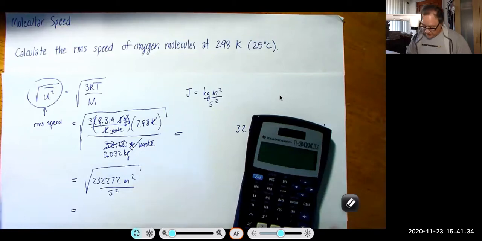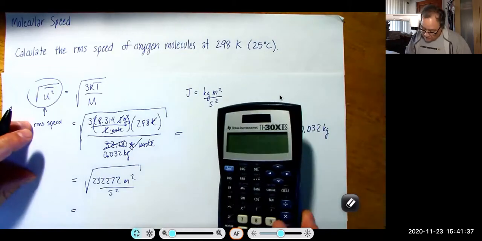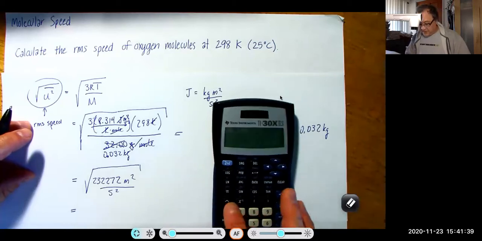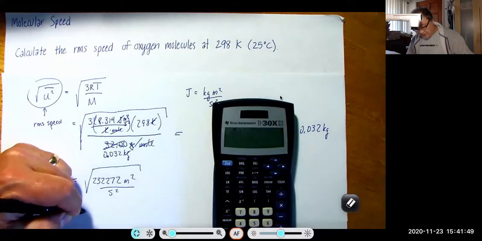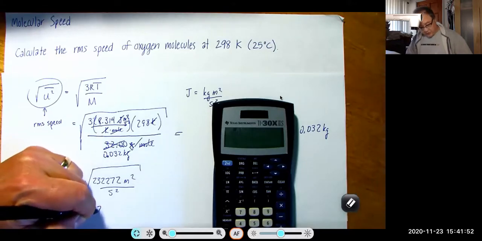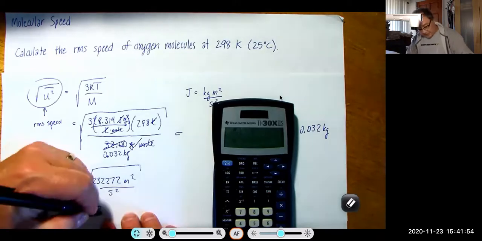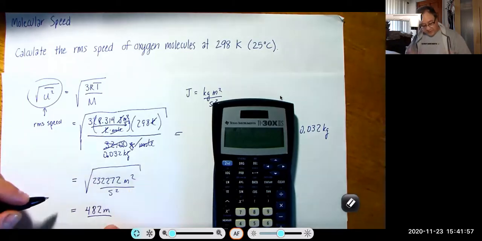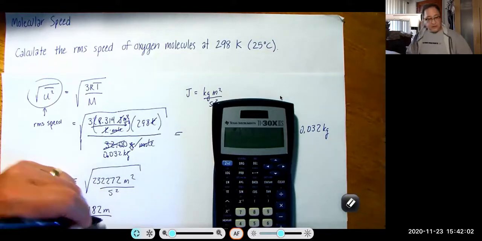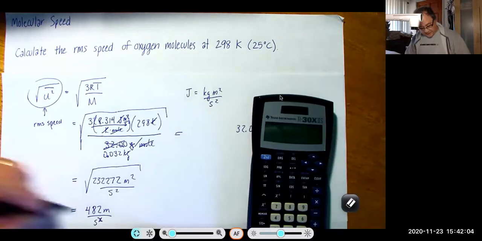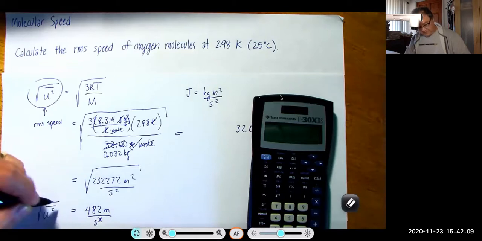So let's see, how do I do this on this calculator? I think what I'll do is I'll do caret 1/2. That's the square root. Okay, so we get 482. And what happens to the meter? The meter squared becomes meter when we take the square root. And the square root of per second squared is per second. So we get, oops, I put second squared there. So this is going to be our root mean square value.